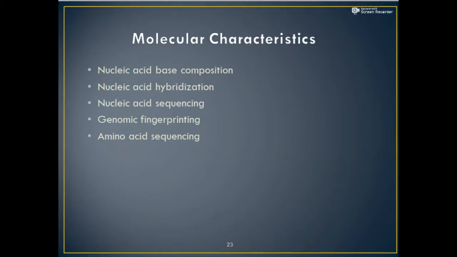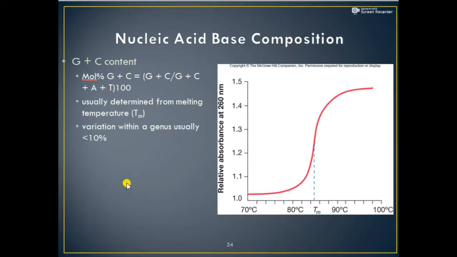Some of the techniques which we use for the molecular characterization of microorganisms include the nucleic acid base composition, the nucleic acid hybridization, nucleic acid sequencing, the genomic fingerprinting, as well as the amino acid sequencing. These terms, when you see them, you might find them bizarre and very confusing, or you might find them complex. But once you go into the details of it, it's quite interesting. So now let's talk about the nucleic acid base composition.